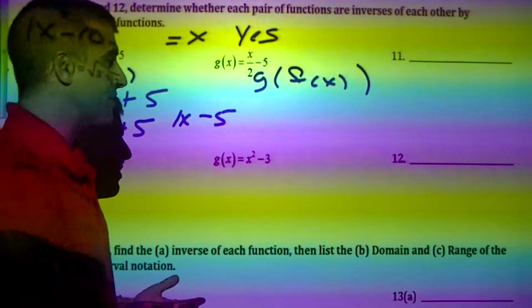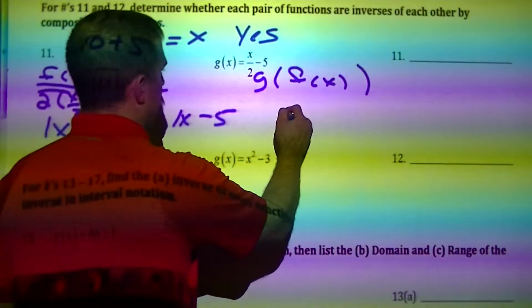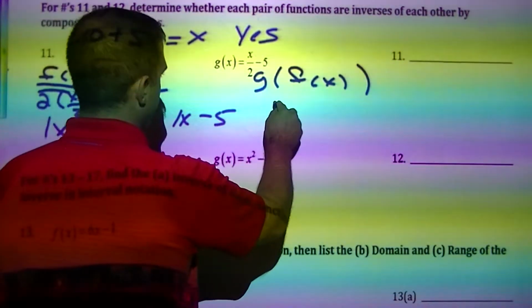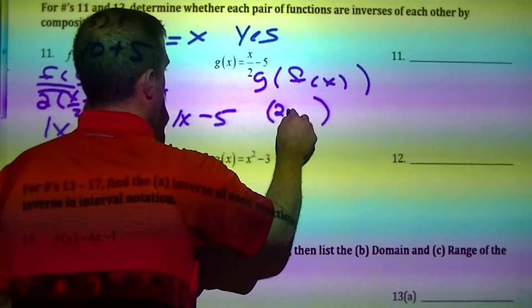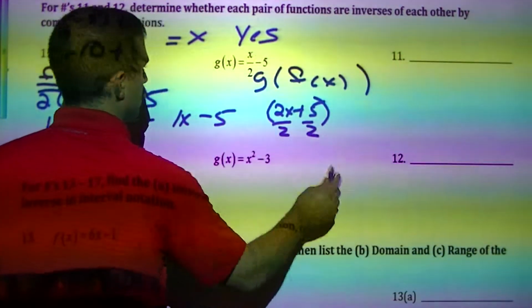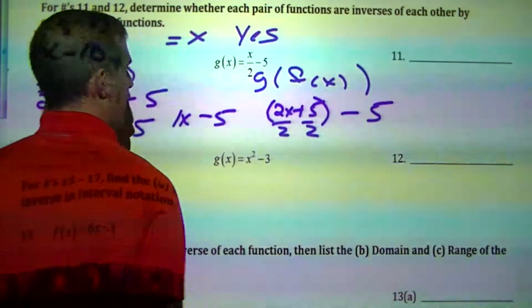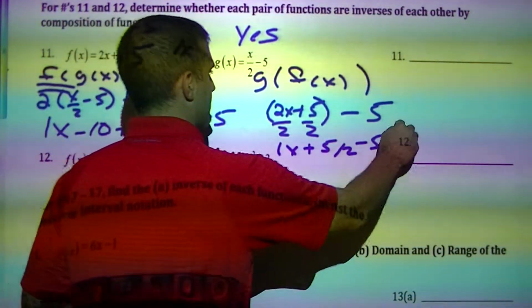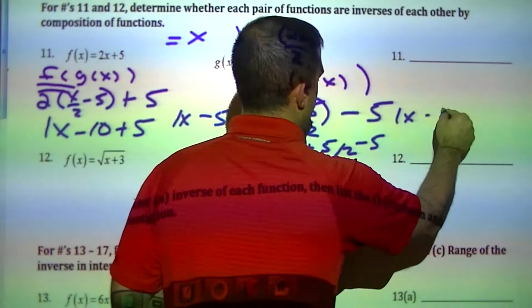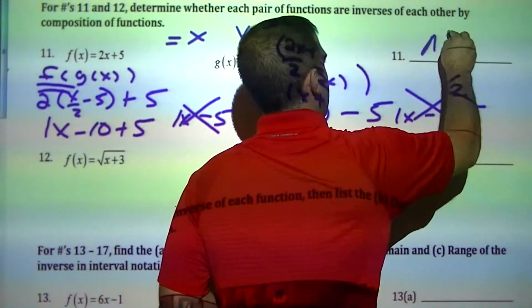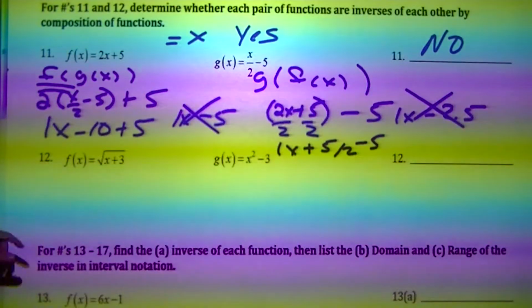So I already know this answer is going to be no, but let's go ahead and finish this out. All right, so what I was going to have here is I was going to lead with this one, which is 2x plus 5. I'm going to divide both parts by 2, and then I'm going to subtract by 5. So that's going to be 1x plus 5 over 2 minus 5. That's going to be 1x, basically negative 2.5. So this is no good. This did not give me an answer of x, okay?